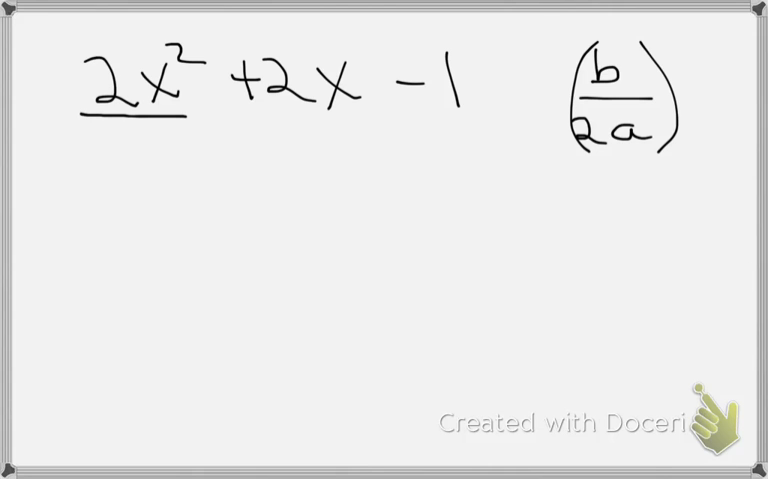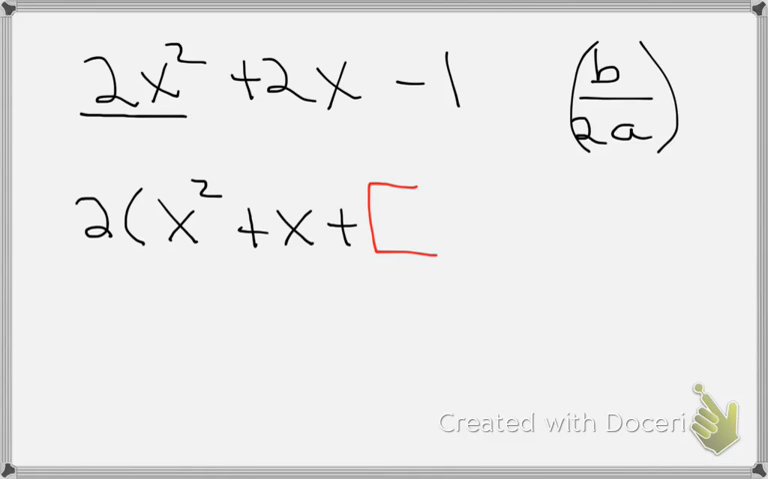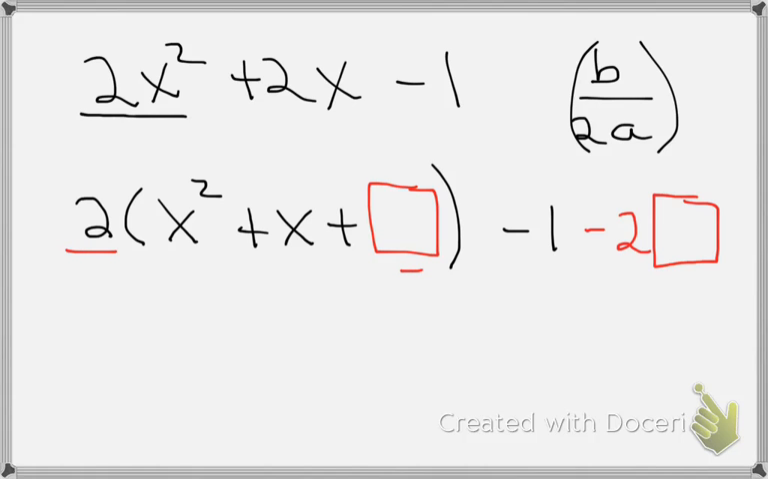So if I do that, I'm going to get 2 times the quantity x squared plus x, and then I'm going to have to add something in here. So let me make myself another box here. So I'm going to have to find out what I need to add in there, and then I'm going to subtract the 1 out here, and then whatever I've added on the inside, I'm going to have to also add on the outside with a little caveat this time. And so I'm going to have to subtract it actually. I'm going to have to subtract this amount out, and it's actually going to be 2 times whatever I put in the box because I'm multiplying the parentheses by 2. So whatever I add in here, it's really twice as much.